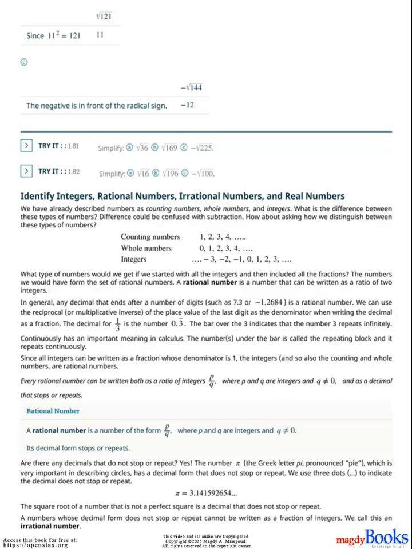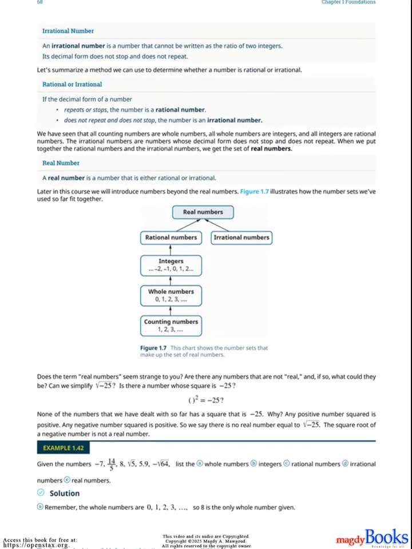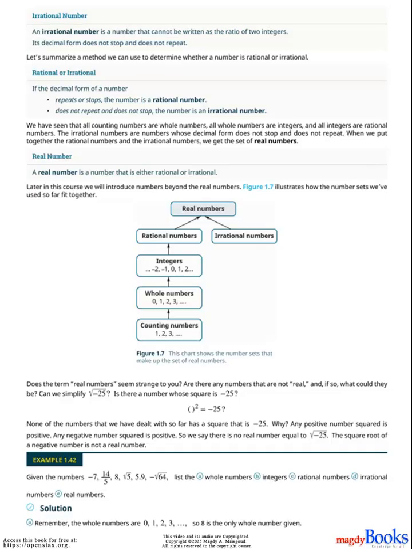A number whose decimal form does not stop or repeat cannot be written as a fraction of integers. We call this an irrational number. An irrational number is a number that cannot be written as the ratio of two integers. Its decimal form does not stop and does not repeat.